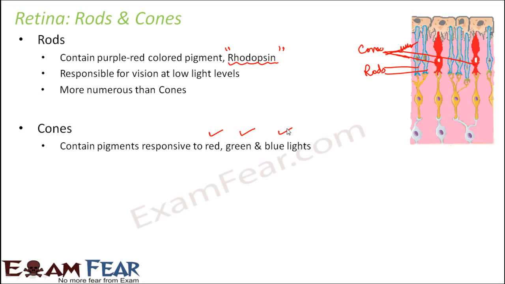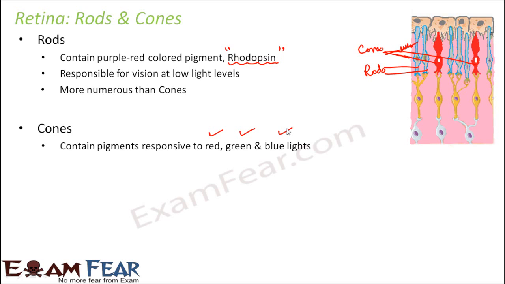But if you look at the same person in dim light, you will not be able to see the red and green color properly. That is because at that time the rhodopsin is active, and rhodopsin can only give you vision. It cannot distinguish between colors, so you will not be able to see the colors separately.